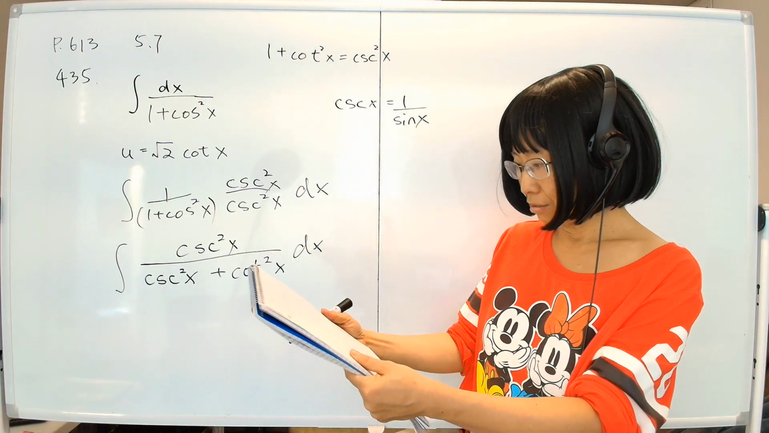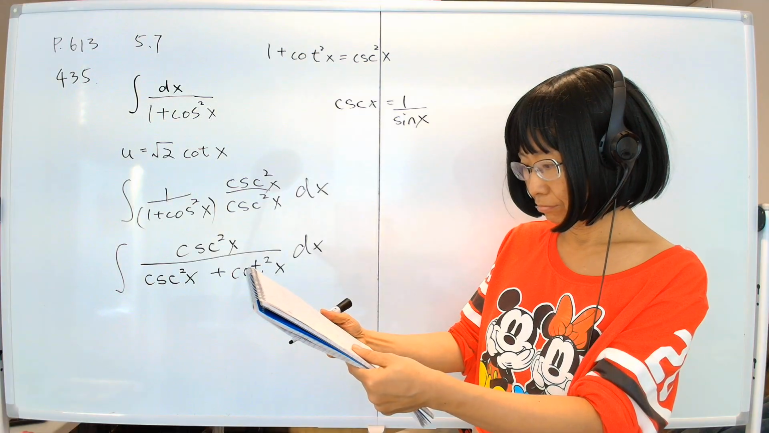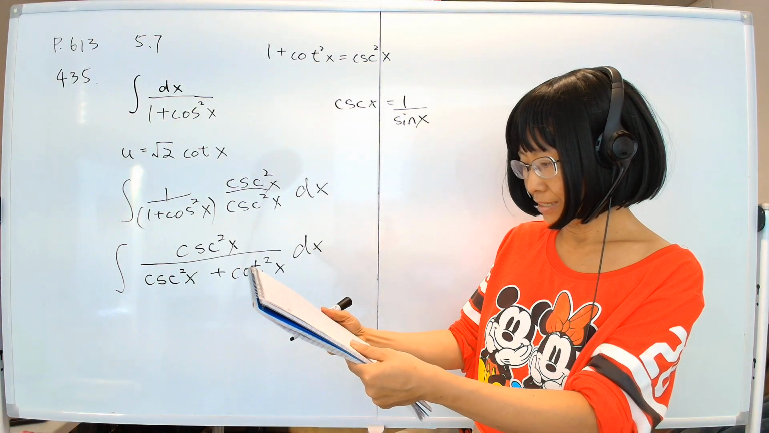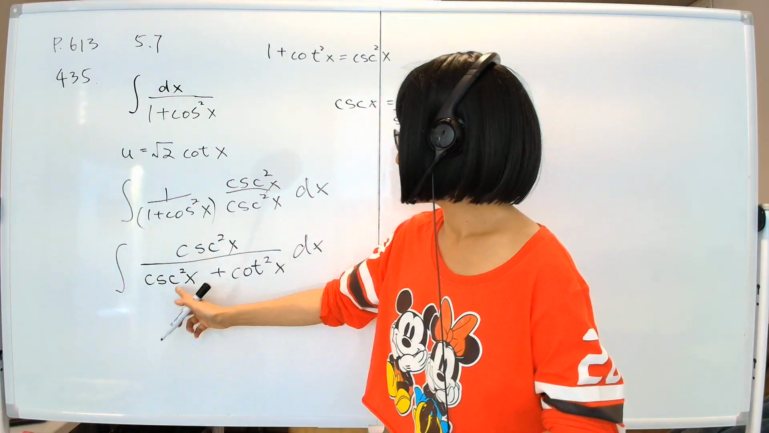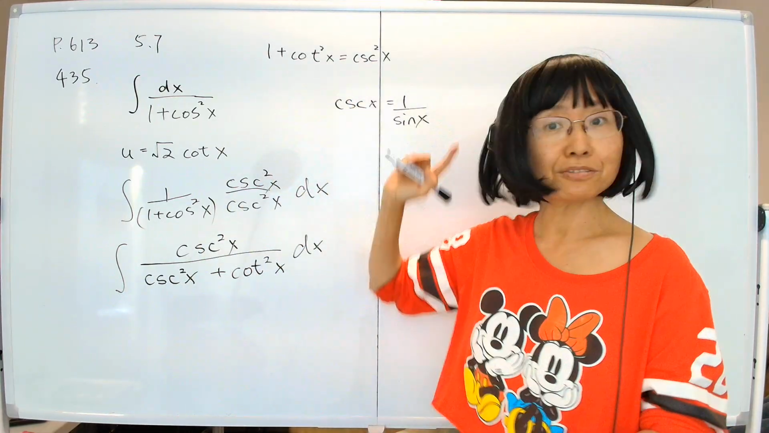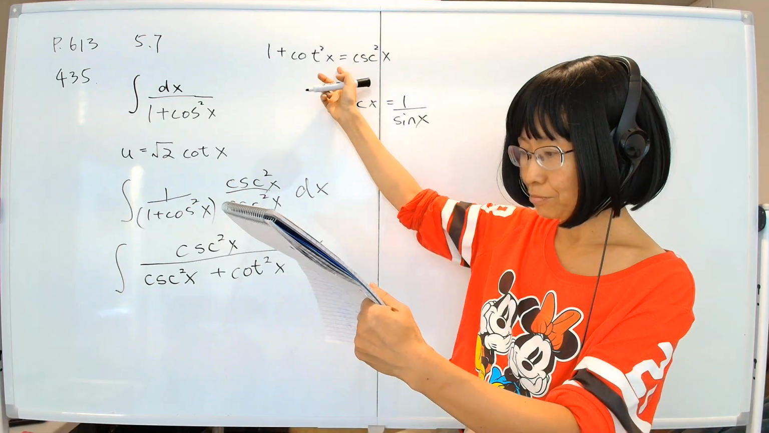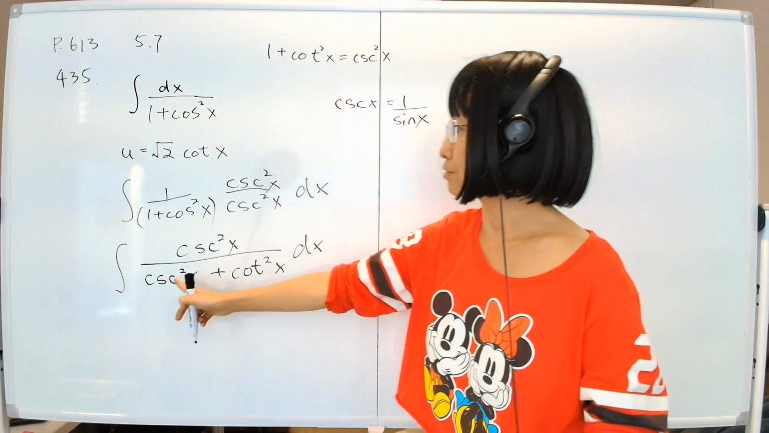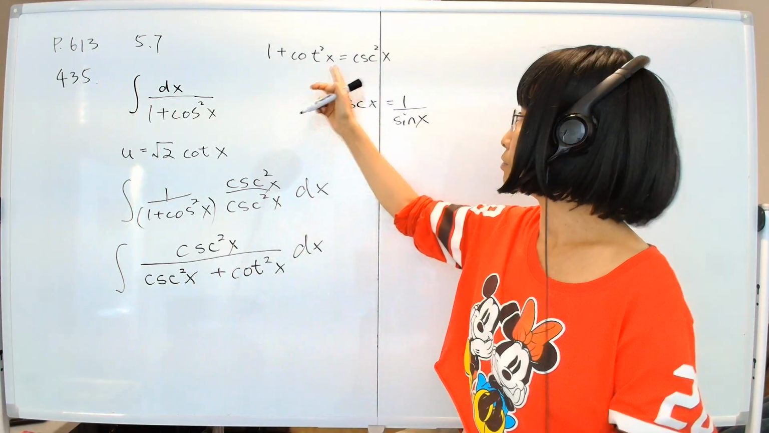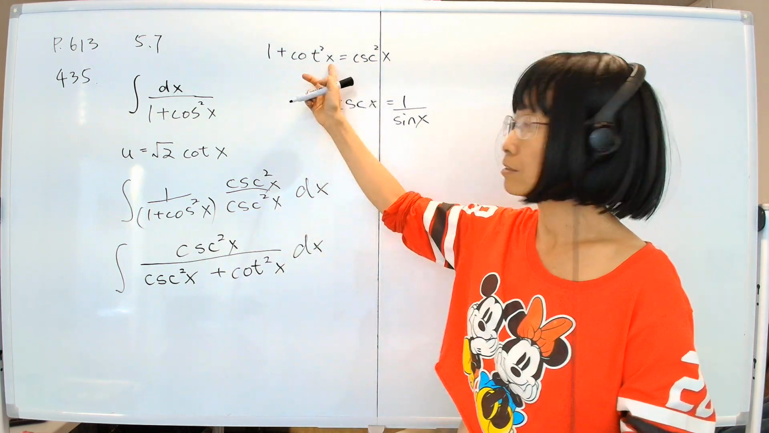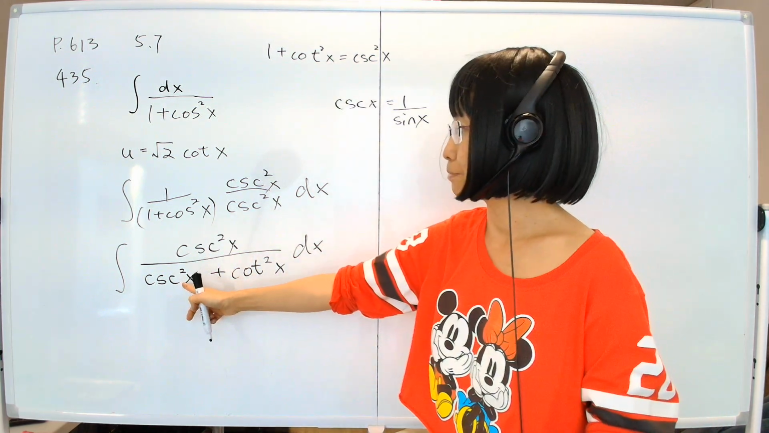Wait a second, we're not done yet. Next, we're not going to do the u yet, because we're going to apply this thing. What do we want? We want to get rid of this cosecant so that everything becomes cotangent. So we'll plug in the cosecant. Cosecant squared is 1 plus cotangent squared, and plug that in here.